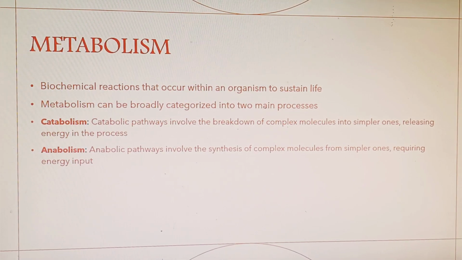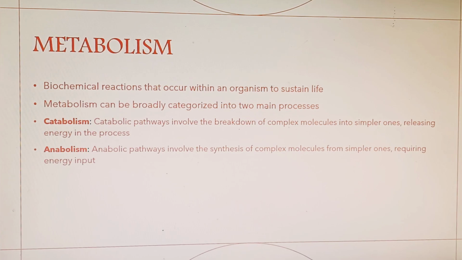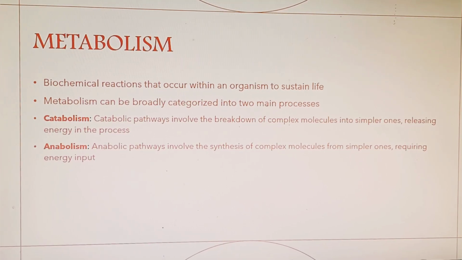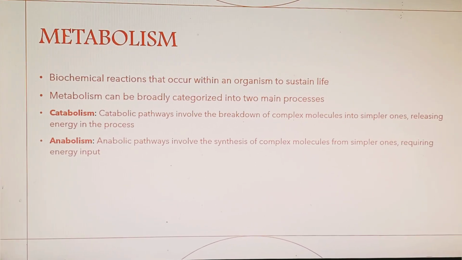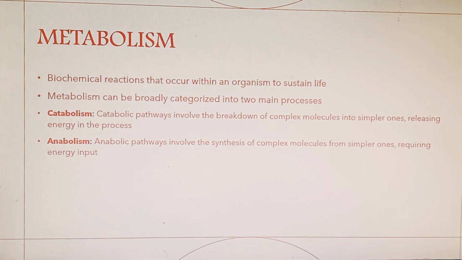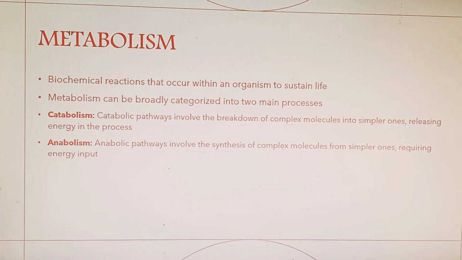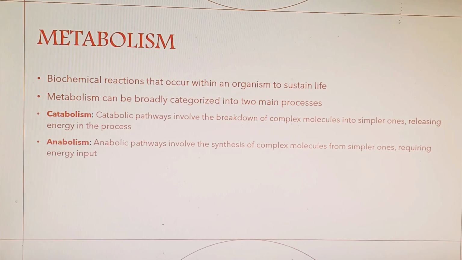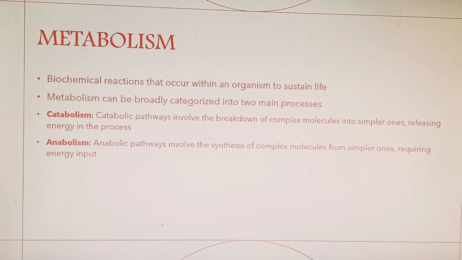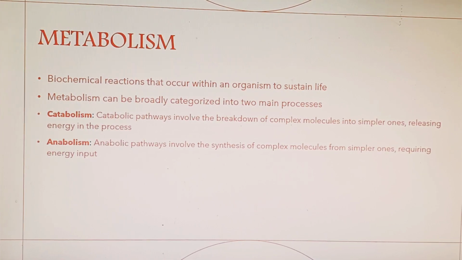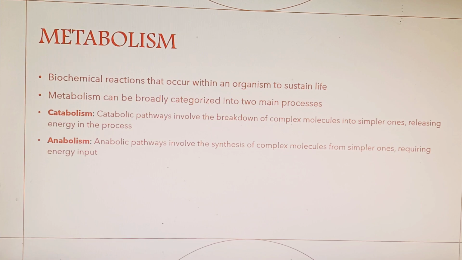So, if we talk about catabolism, then catabolic pathways basically involve the breakdown of complex molecules into simpler ones, which tend to release energy in that process. This energy is typically stored in the form of ATP, which is the primary energy currency of our cell. And if we talk about catabolic reactions that are occurring in our body, we can look at glycolysis, we can look at the citric acid cycle or Krebs cycle, we can look at beta oxidation. All these metabolic pathways are catabolic in nature.